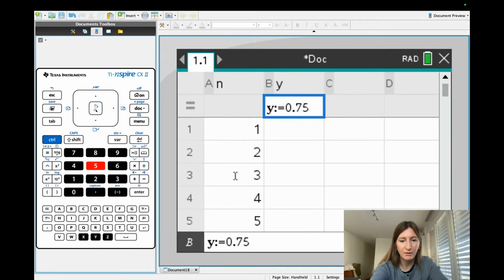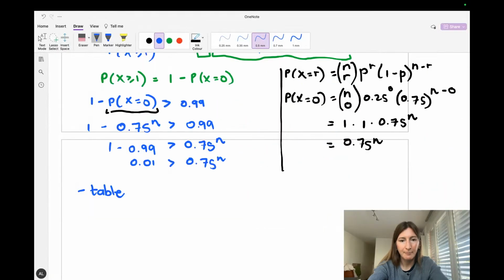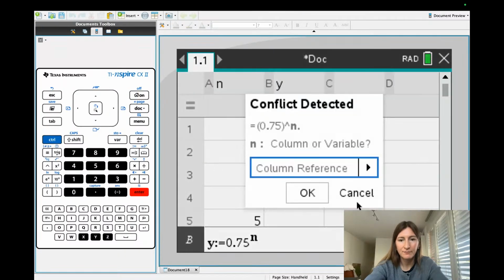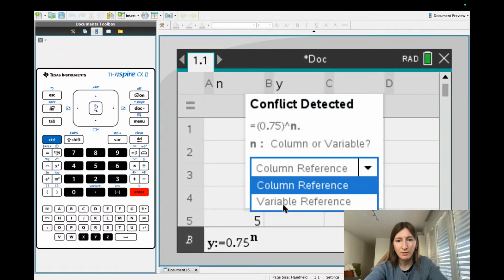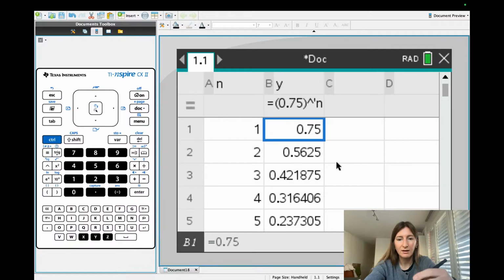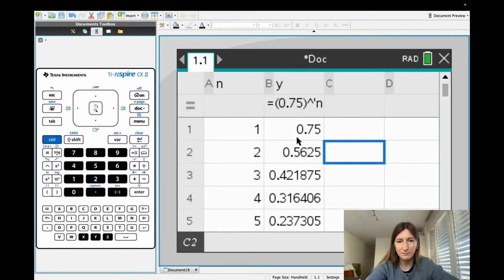0.75 to the power of n, because I want to find out what value of n is going to give me less than 0.01. Okay, enter. I want it to be a variable reference. So can you see it says n, column or variable? N is my variable. So I want variable reference. And there we go. We've got all of those values.